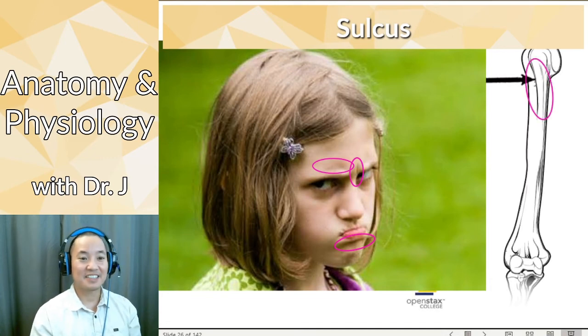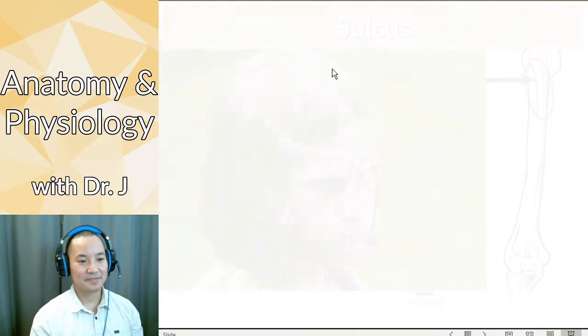This term appears not only in bone anatomy, but also in other parts of anatomy, especially in the brain. So a sulcus is some sort of small, shallow furrow. It's not a very deep furrow, but more like a shallow one. So again, when you sulk, you have all these little shallow lines in your face, so sulcus.